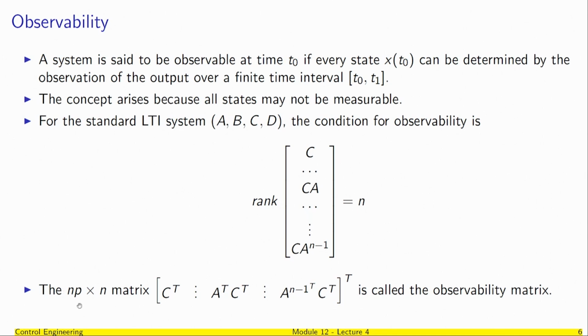Okay. So, I have an np cross n matrix, which is this one. This is called the observability matrix. Again, given the properties of the system, which essentially come from C and A, we can determine if the system is completely observable or not. And also note that the matrix B does not really play any important role in this. Okay. So, this is where we will end.